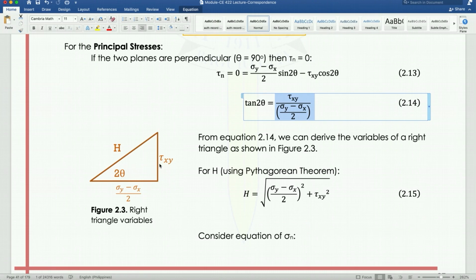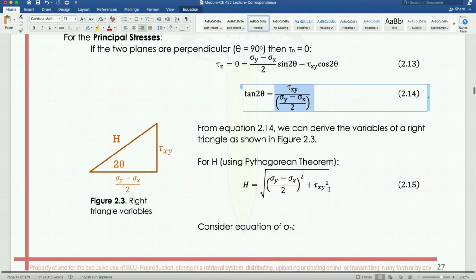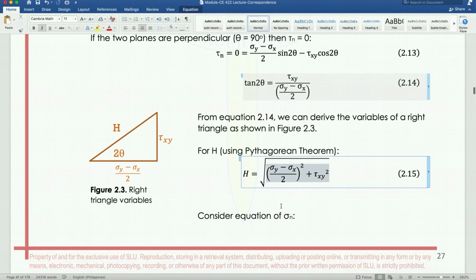So, tangent 2 theta is equivalent to tau xy over sigma y minus sigma x over 2. Now, using Pythagorean theorem or the Pythagoras theorem, h, since this is the hypotenuse, h is equivalent to the square root of tau xy squared plus sigma y minus sigma x over 2 quantity squared. And that would be our equation 2.15.